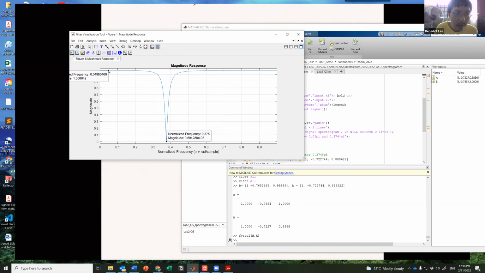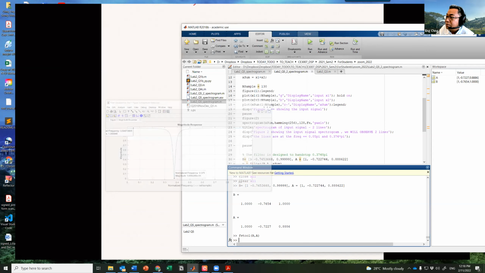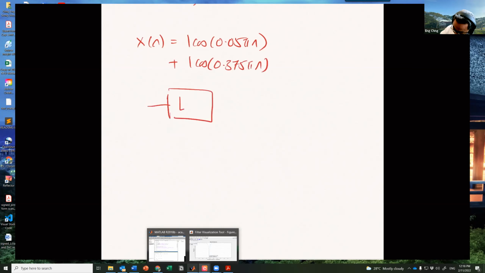Now, if I'm going to show you what the filter does in time, what should I do? I'm going to generate one frequency at 0.05 pi and one frequency at 0.375 pi, and I'm going to send it to the filter. And what do you think the filter will do? So I'm going to generate a signal x of n that is made up of 1 cosine 0.05 pi n plus 1 cosine 0.375 pi n. Okay, and then I'm going to send it to this system described by that B and A. Correct?